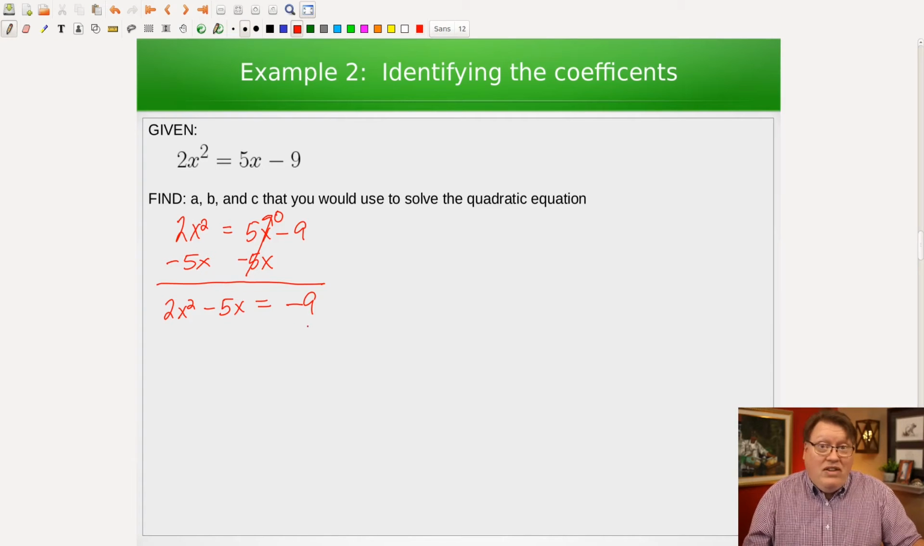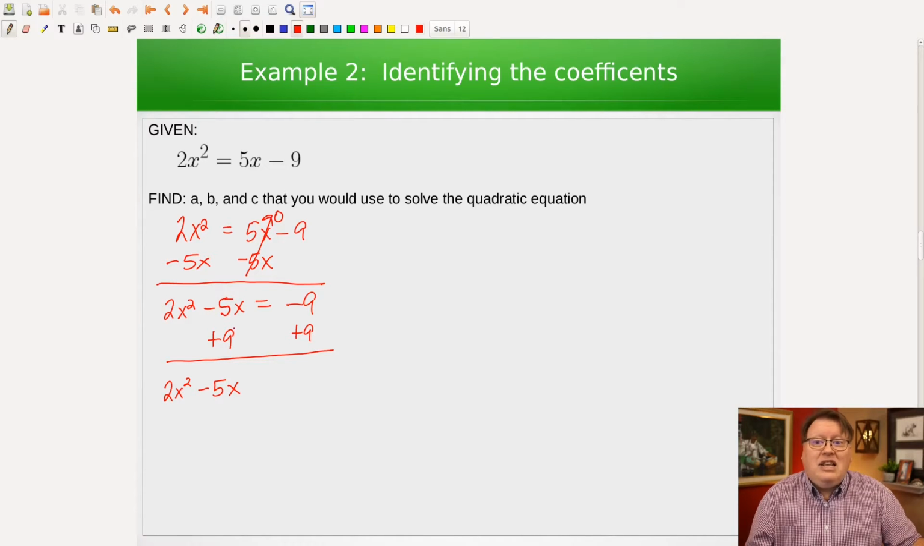Now, we still don't have everything equal to 0. I have to get rid of the negative 9 on the right-hand side. To do that, I do the opposite. I'm going to add 9 to both sides of the equation, okay? So we get 2x squared minus 5x. Notice, guys, I can't add 9 plus 2. Why? Because there's not an x squared on the 9, and they're not like terms. I also can't say 9 minus 5.